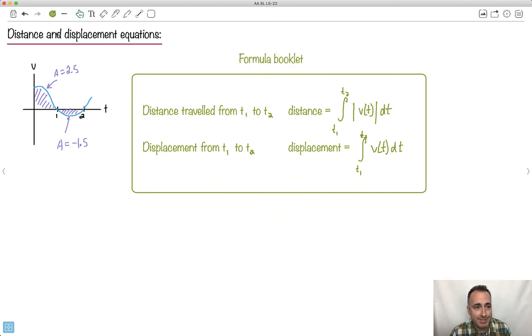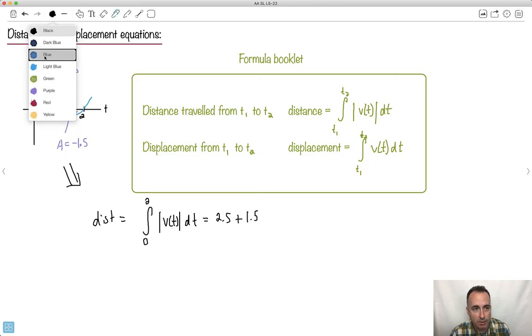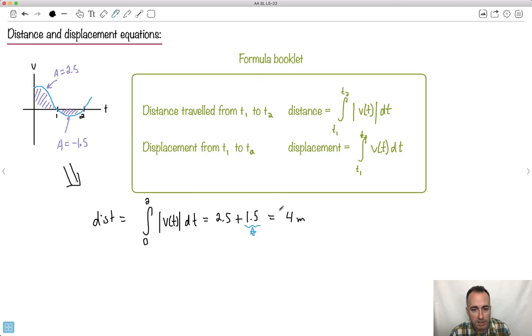So for example, in this particular example, if I knew this was the area, I could say the distance traveled from 0 to 2 will be the integral from 0 to 2 of the absolute value of v of t dt. Which means it'll be 2.5, that's the first distance, plus the second distance, and I'm going to make it positive. That's the important part. Do you notice I had to make that one positive because I'm only considering the absolute value? So 2.5 plus 1.5 gives me 4 meters. That'll be my distance.